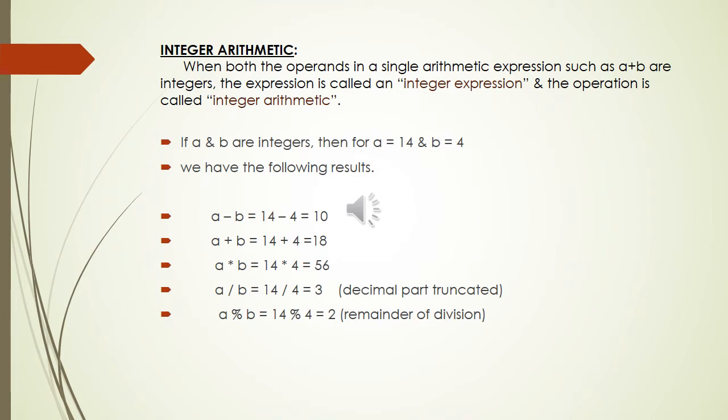For example, if a and b are integers, then for a is equal to 14 and b is equal to 4, we have the results. A minus b, 14 minus 4, gives 10. A plus b, 14 plus 4, gives 18. A into b, 14 into 4, result is 56. A divide b, 14 by 4, is equal to 3, the decimal part is truncated, only the integer part we are considering. A mod b, 14 mod 4, is 2. We are taking the remainder as the result in case of mod operator.